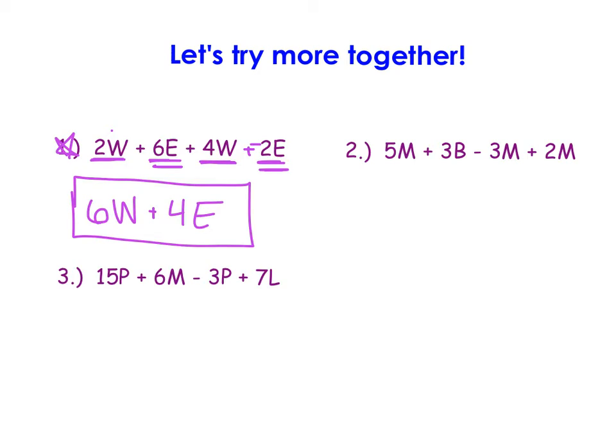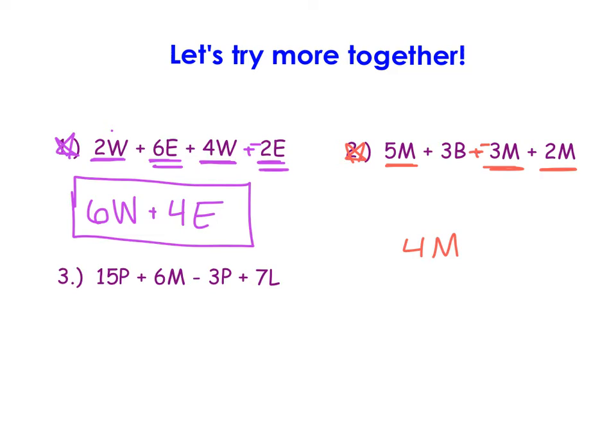Now if we move on and look at this second example here, I'm going to do the same thing. Go through and utilize keep, change, and then look to see if I can find like variables. Here I notice that I have 5m, negative 3m, and 2m. So I have 3 terms that contain an m, and I can combine them all together. We start off with 5 plus negative 3. That gives me 2m. And then 2m plus 2m gives me a total of 4m. So I've accounted for all 3 of my m's. 5 plus negative 3 plus 2 gives me a positive 4m.